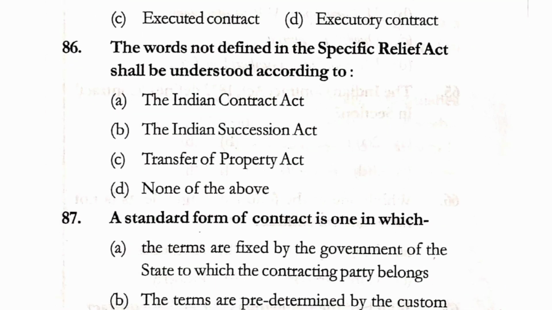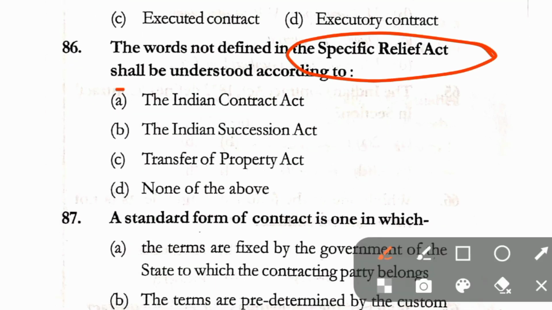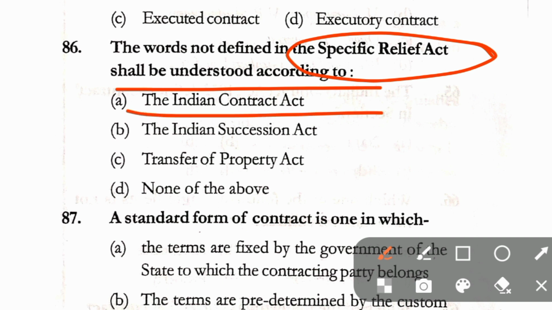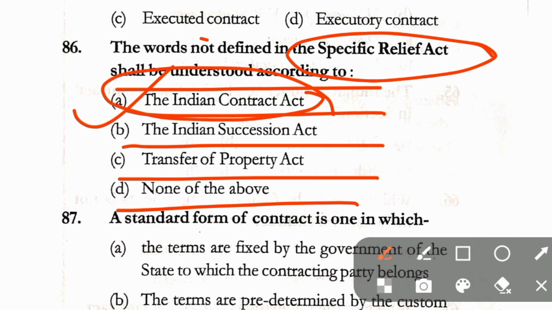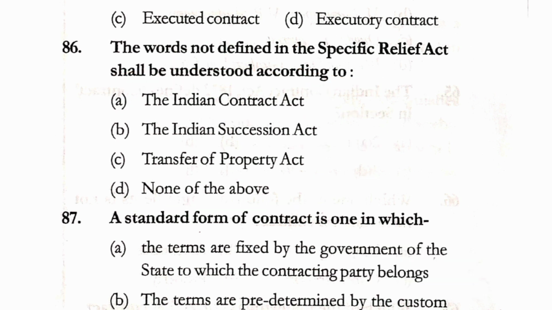Question number 86. The words not defined in the Specific Relief Act shall be understood according to the Indian Contract Act, the Indian Succession Act, Transfer of Property Act, none of the above. Correct answer here is option A, that is the Indian Contract Act. The words not defined in the Specific Relief Act shall be understood according to the Indian Contract Act.